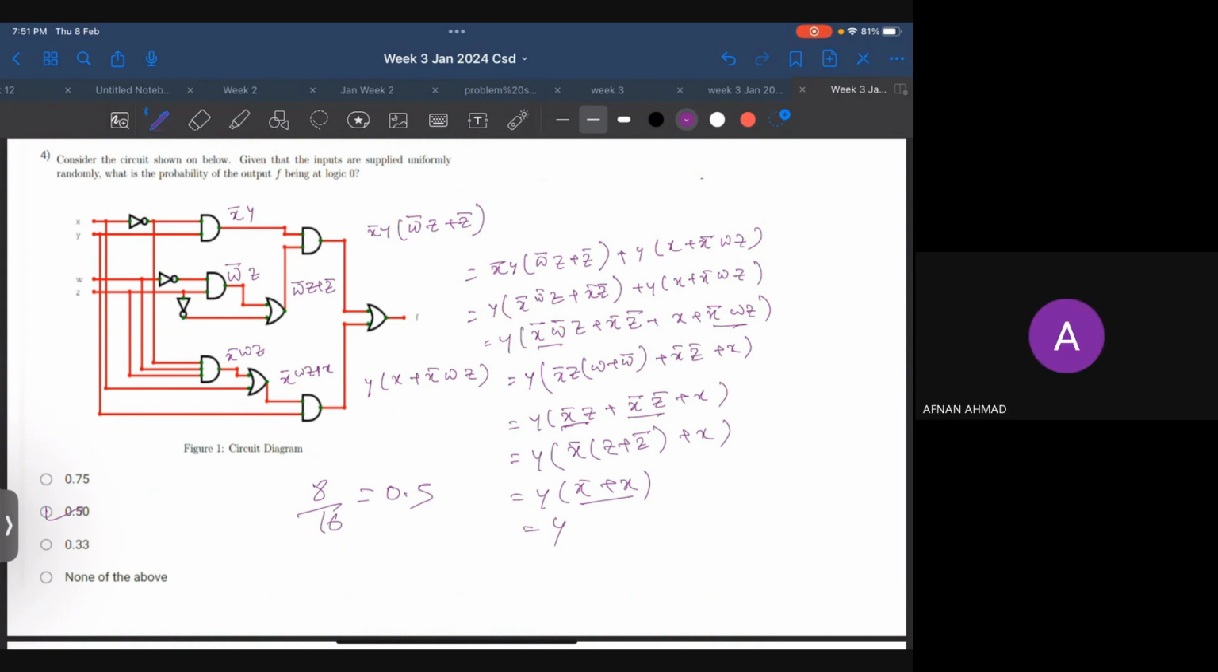Truth table, right? Yeah, the total will be the same. Okay, that is all. Thank you, sir. Correct. Okay, then.